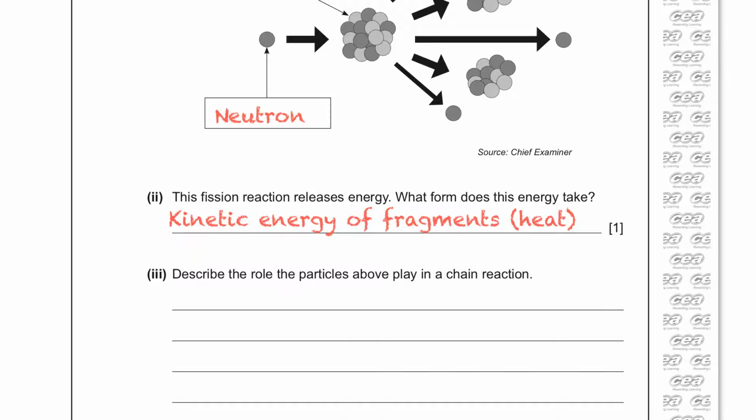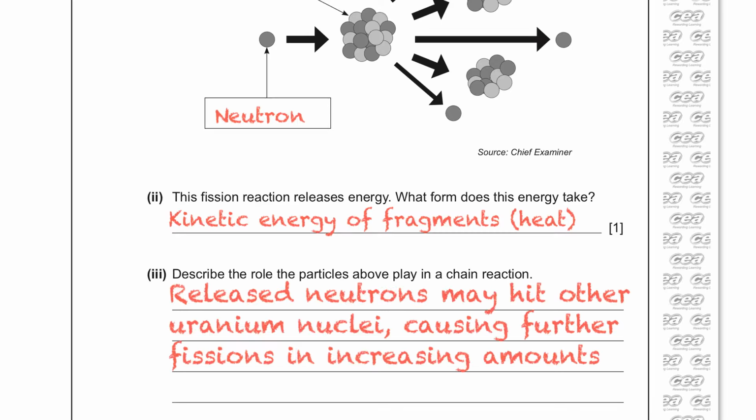Describe the role the particles above play in the chain reaction. Now remember, the chain reaction is where the neutrons from the first fission go on to hit other uranium nuclei and cause further fissions. So you're just explaining the idea that neutrons released in the reaction will go on and hit other uranium nuclei. So just something explaining that.